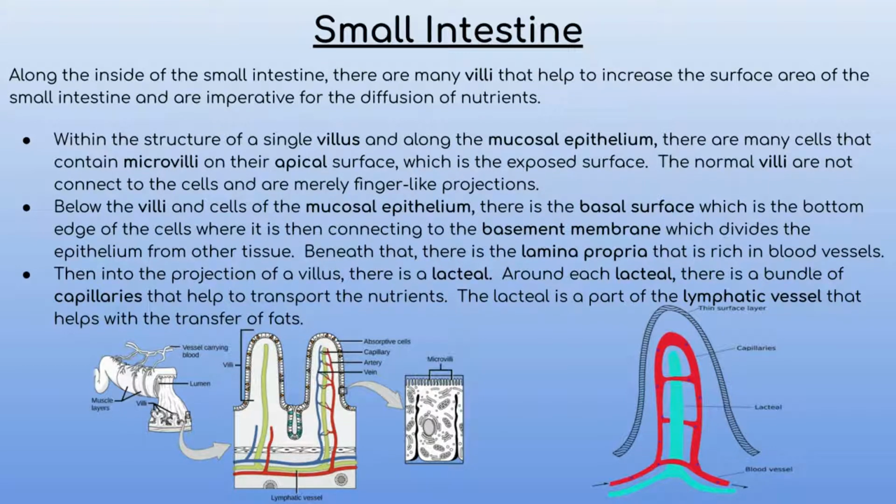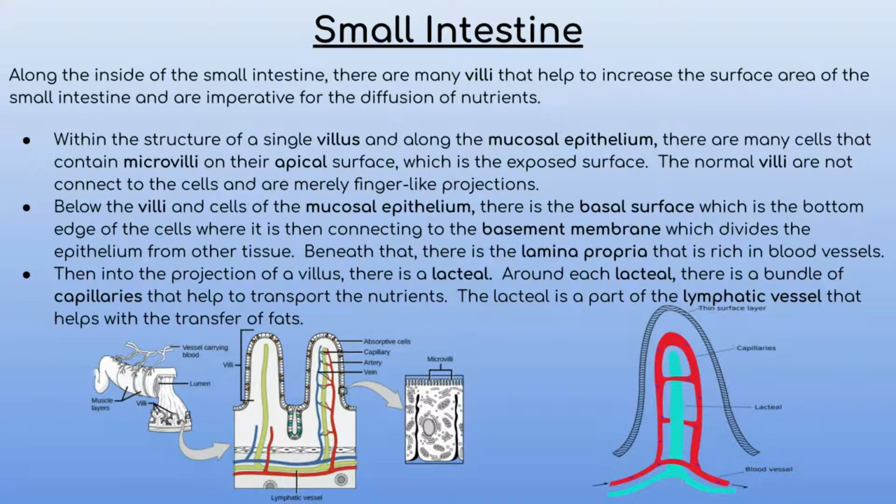Now, below the villi and cells in the mucosa, in the mucosal epithelium, there is a basal surface at the bottom of the cells where it connects to the basement membrane, which is divided epithelium from other tissue. Finally, below that, the lamina propria is located there, which contains blood vessels. Into the projection of each villus, there is a lacteal, which is surrounded by a bundle of capillaries responsible for transporting nutrients. Lacteals are part of the lymphatic vessel that helps transport fats. And this is all part of the mucosa.